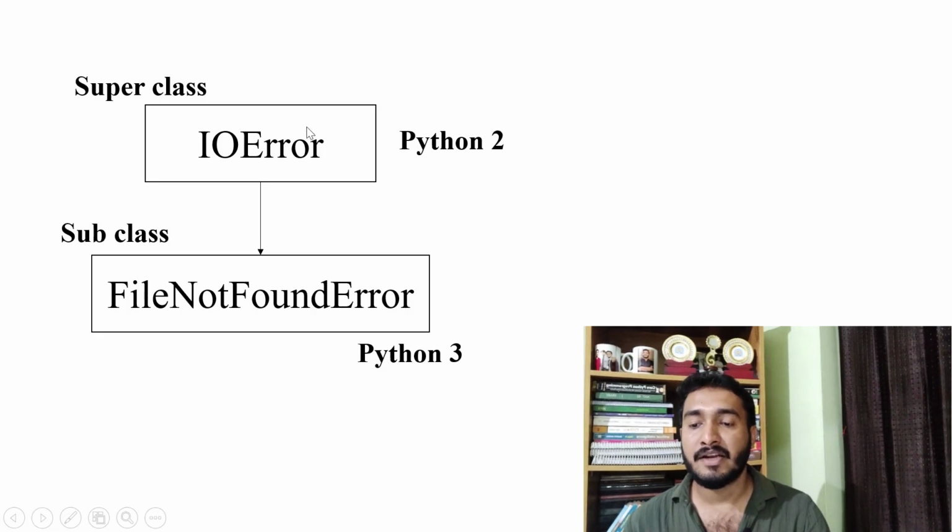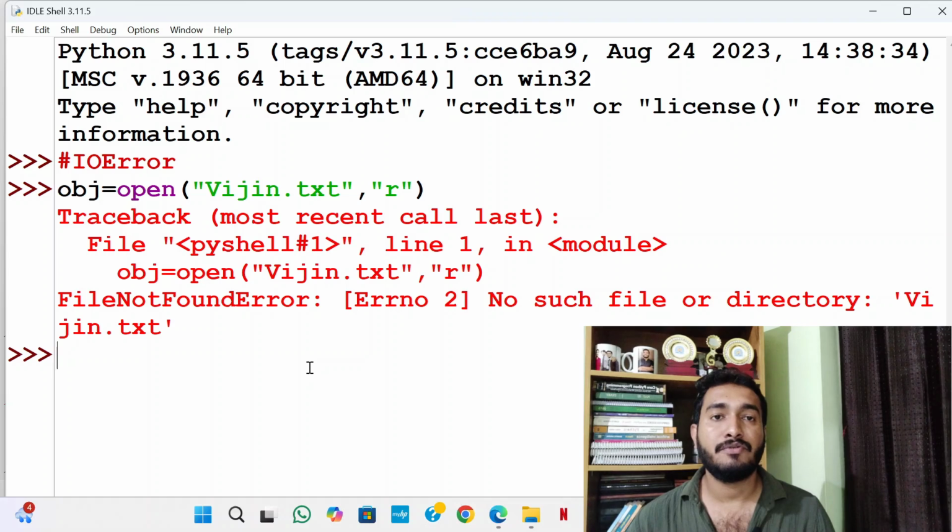We have IOError in Python 2, but in Python 3 they have extended one more class called file not found error. So this file not found error is a subclass of IOError. In Python 3 it is showing file not found error, but if you check in Python 2 it will show IOError. You don't have to worry much about subclass, superclass, inheritance, because those concepts are not given in the syllabus. For the clarification I explained this.